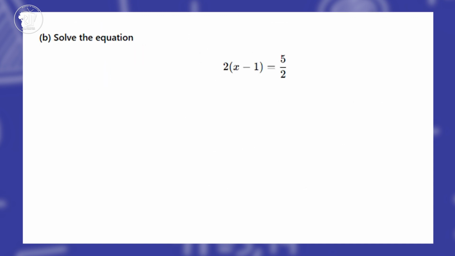The next question says solve the equation. And we have the equation 2 open bracket x minus 1 close bracket is equal to 5 over 2. And we are asked to solve this. So before we can solve this, we can simply distribute this 2 throughout here. So 2 times x would give us 2x. 2 times minus 1 would give us a negative 2, is equal to 5 over 2.